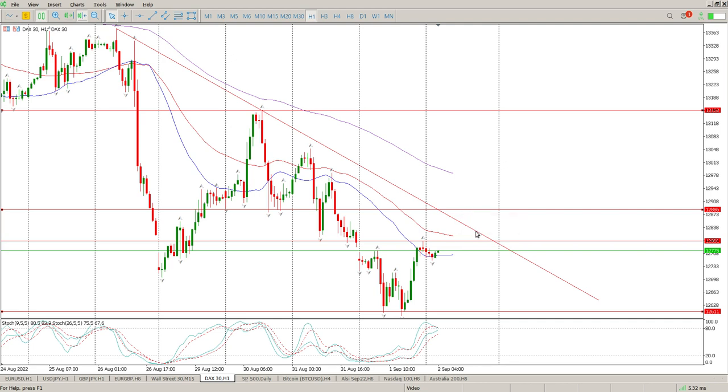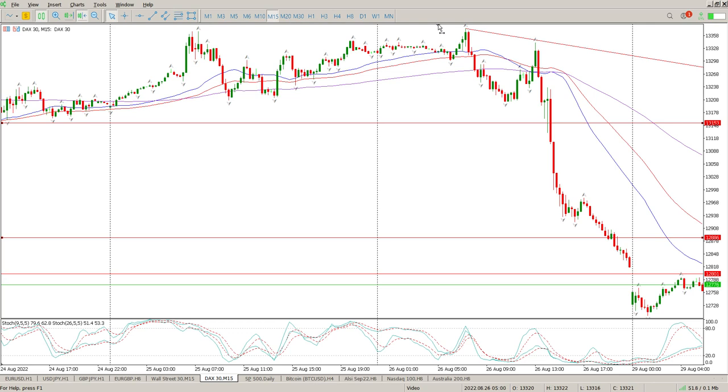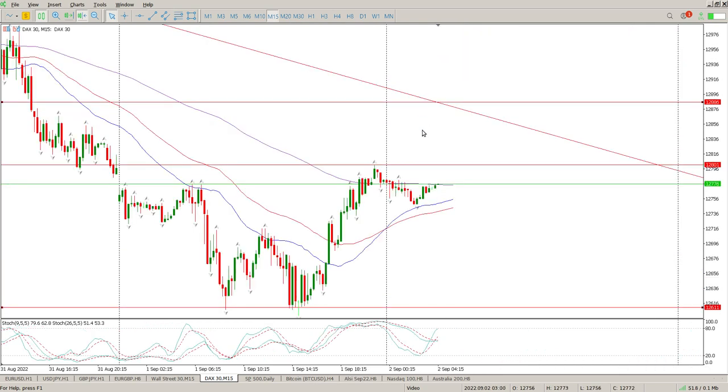That will come back and test the trend line, and then there should be an opportunity for a bigger move up into this area here again, which is 13,153. Now, we do have non-farm payrolls this afternoon for us in European time zones. So be careful of that.